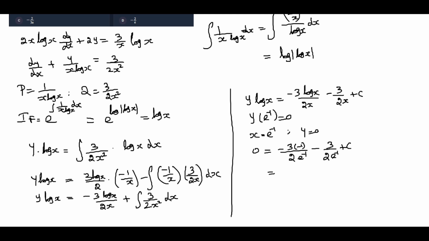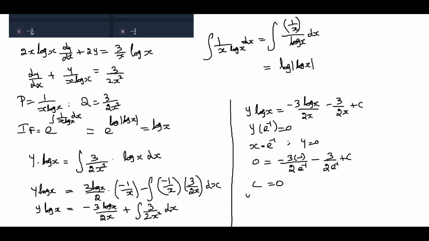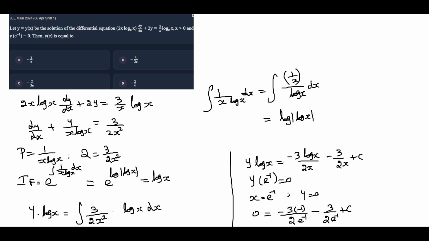So c equals 0, because both are alternate signs. Now you need the value of y of e. y of e is nothing but y into log e, whose value is 1, equal to minus 3 by 2e, which is equal to minus 6 by 2e, that is minus 3 by e. So A is the answer.